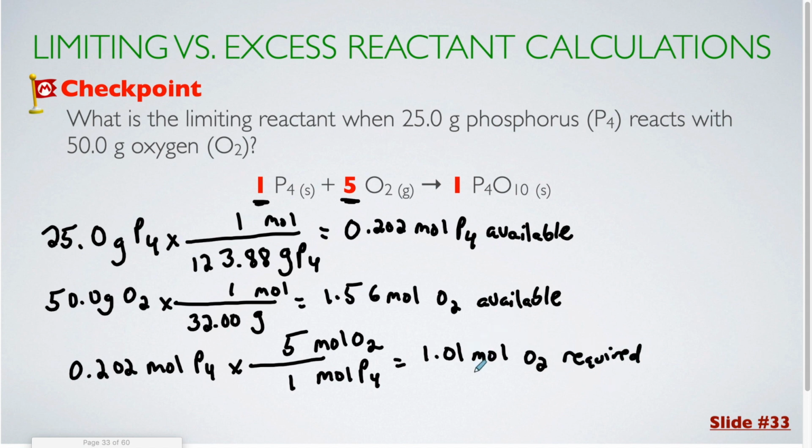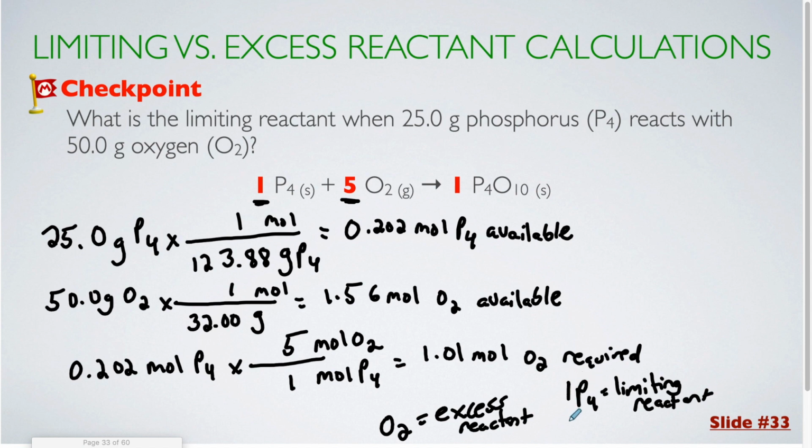All right, so now I'm going to look at how much oxygen is needed versus how much is available. And based on these two numbers, I can see that I have more than enough oxygen. So O2 is my excess reactant, which means by default, my phosphorus, which is P4, is going to be my limiting reactant. And in this particular question, that's what they were asking me for. I just had to identify the limiting reactant. So P4 is going to run out first in this reaction.